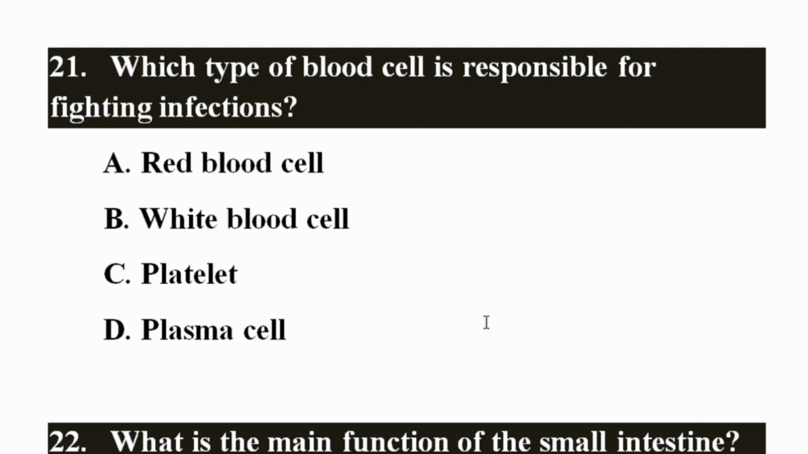Which type of blood cell is responsible for fighting infections? The right option is Beta, white blood cells. White blood cells, also known as leukocytes, are part of the immune system.